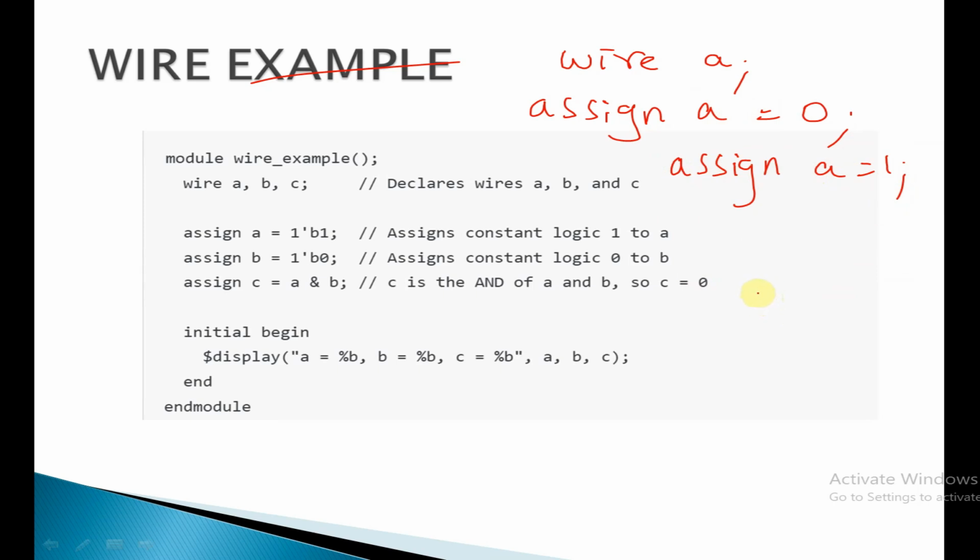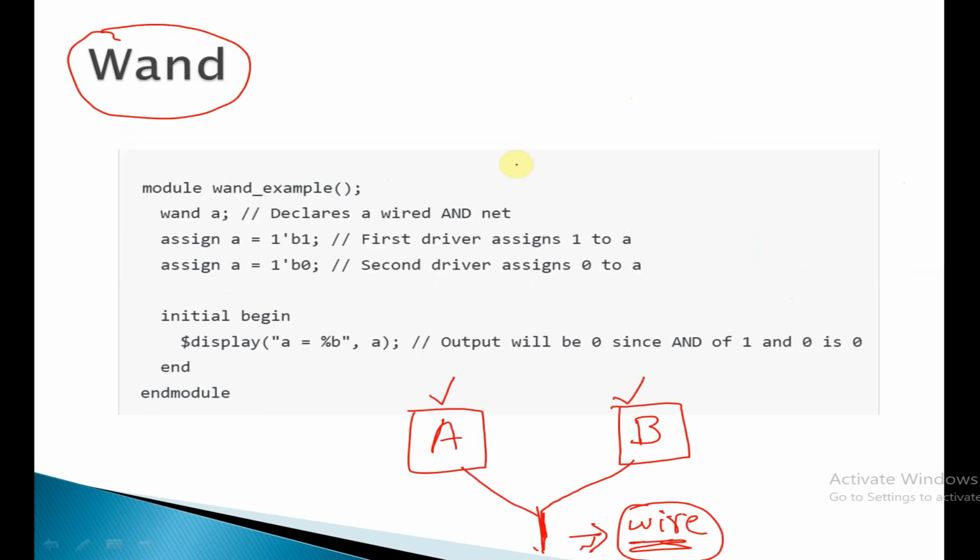Others, the same: multiple values to a same wire, we will get unknown. Remember this, if we drive multiple values to a same wire, we will get unknown. We will get an unknown. So this you should remember. In the case of wire, if we drive multiple values to a same wire, then we will get unknown. So to avoid this limitation, we can use a WAND data type.